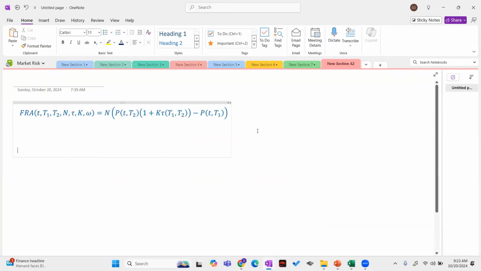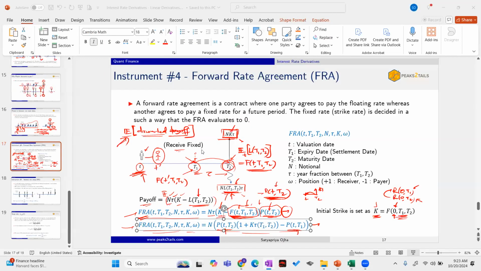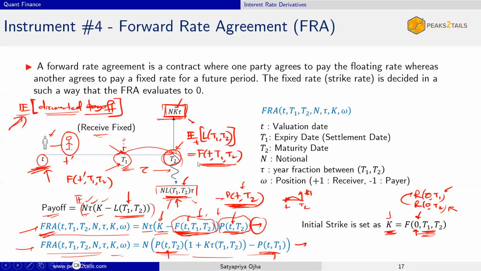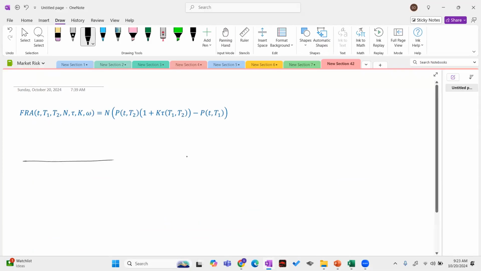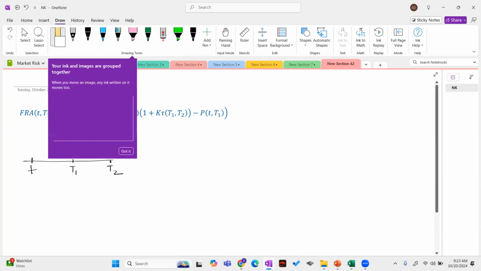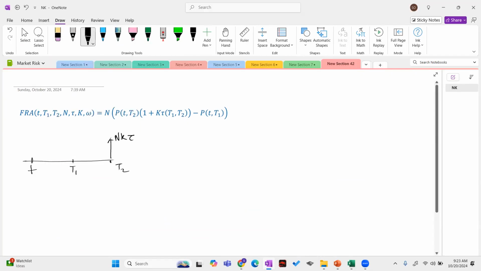Okay, we have this formula. And since you asked, I will derive it using two steps. What is the cash flow diagram? So we have N and K tau here. This is a floating rate N L between T1 and T2.